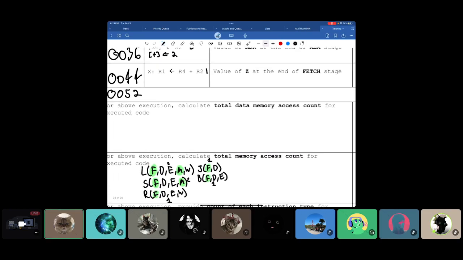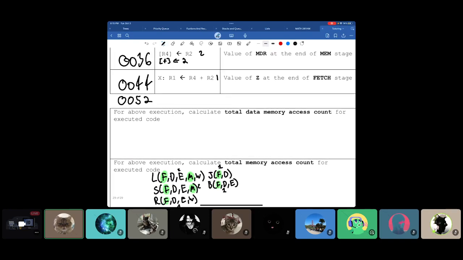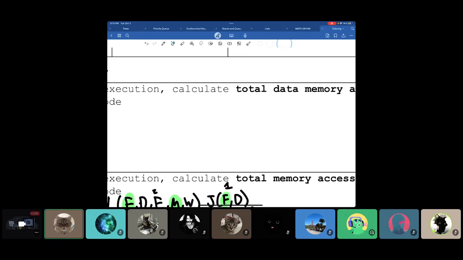And then for total data memory access count, that's just referring to how many times in your instruction code or in your program has there been a memory cycle, right? Where in your memory cycle, you're accessing actual data, right? Whereas in the fetch stage, you're just accessing addresses, right? In your mem stage, that's when you're actually dealing with data. Where with load, you're grabbing data from an address and putting it into a register, or with store, you're grabbing data from a register and putting it in an address, right?